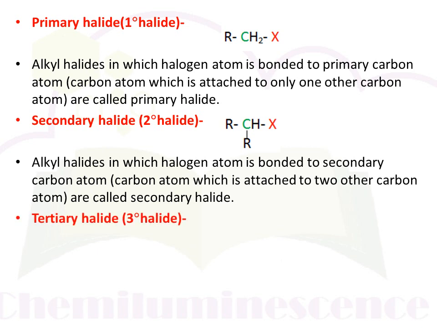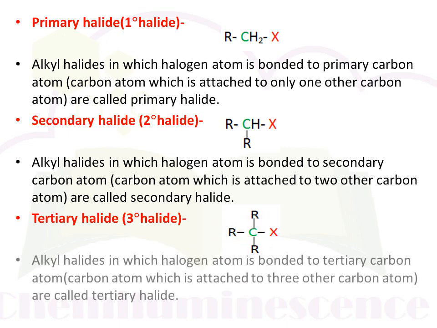Now the next one is tertiary halide. From these two you can predict what the tertiary halide will be. So the tertiary halide is the compound in which the halogen atom is bonded to a tertiary carbon atom. And what is a tertiary carbon atom? The tertiary carbon atom is attached to three other carbon atoms. So this is the example of tertiary halide, and the definition is this one.